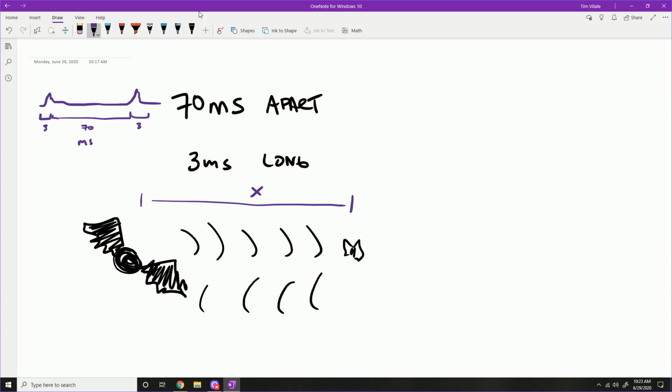But the pulse is 3 milliseconds long, and then it waits 70 milliseconds, and then it makes another 3 millisecond long pitch, and so on and so forth. So the time in between them obviously is 70 milliseconds. So that's how long the sound wave has to go to the moth, and it needs to come back to the bat's ears in enough time to be detected.